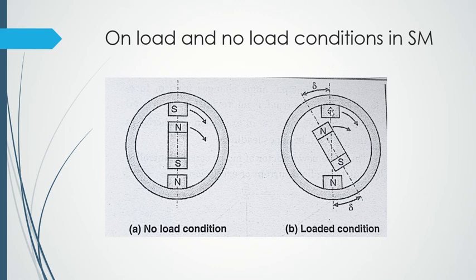Then what is happening? The rotor is falling back. My rotor is falling slightly back, and the angle by which my rotor falls back is called the load angle, and it is represented with delta. So what is the load angle? It is the angle by which my rotor is falling back relative to my stator. That is called the load angle.